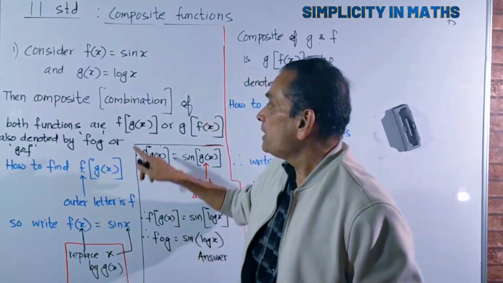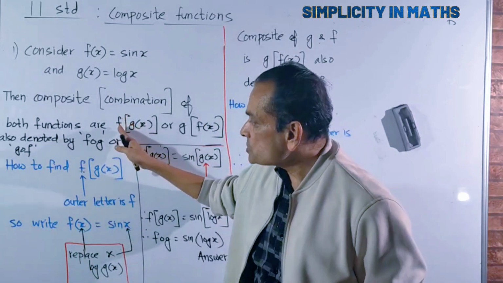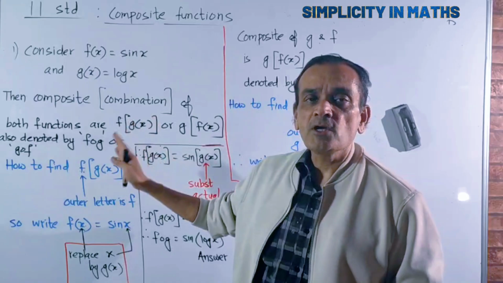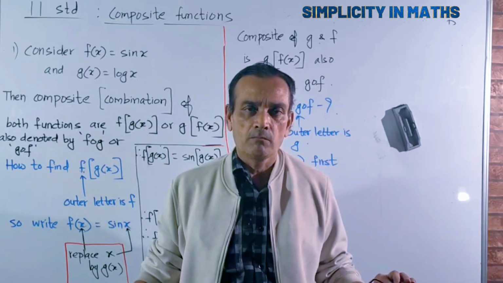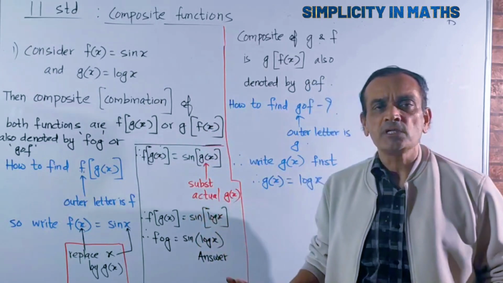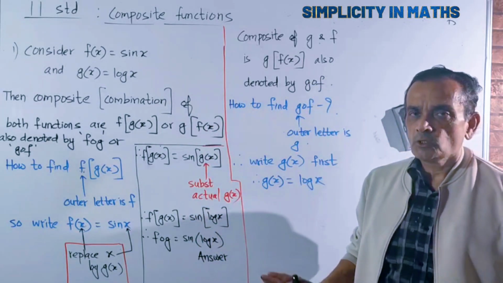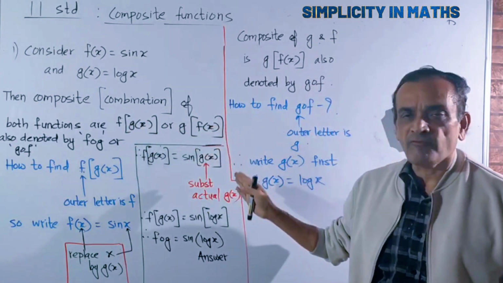One important thing, f of gx is not f into gx. It is function of gx. Function of a function is called as composite function. Simple. Here also, function of a function is called as a composite function. दो तरह के composite होते हैं, f of gx और g of fx.